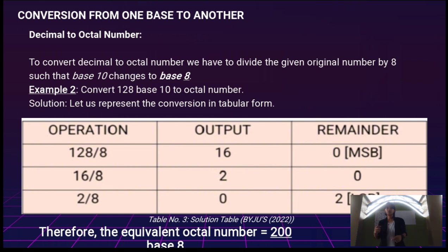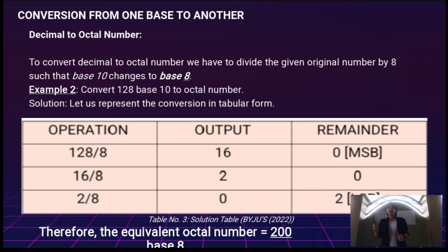So let's proceed to decimal to octal number. To convert decimal to octal number, we have to divide the given original number by 8, such that base 10 changes to base 8. Of course, the base of the decimal is 10. We need to change it to the new base, which is octal, with a base of 8. So we need to use the base of 8.